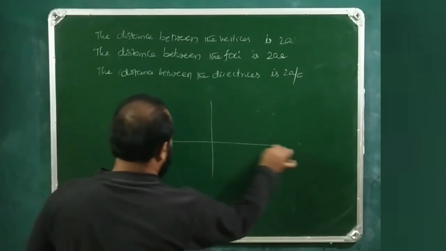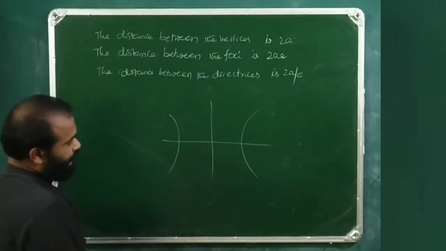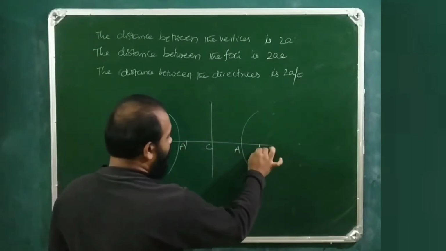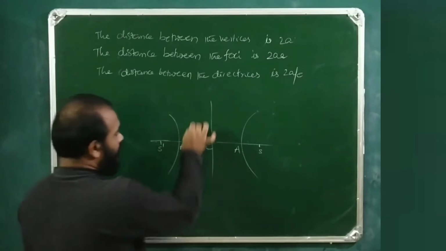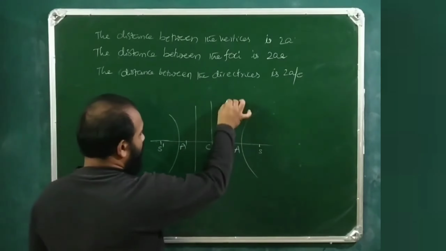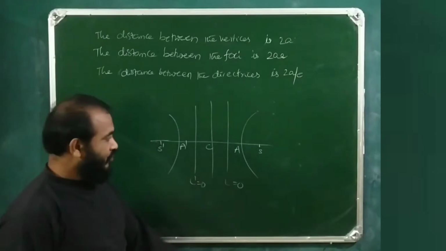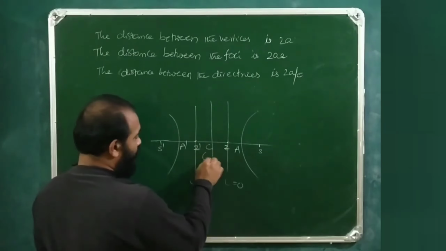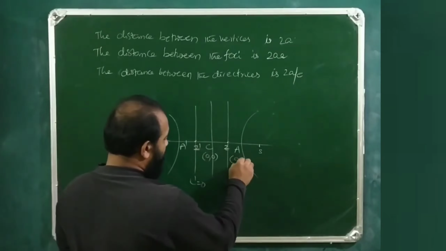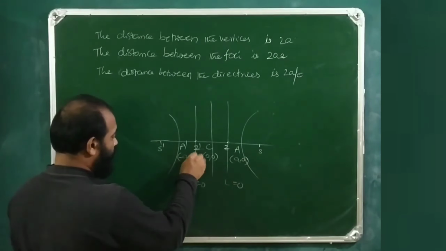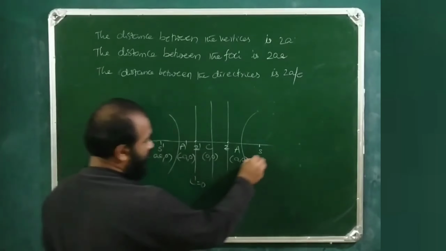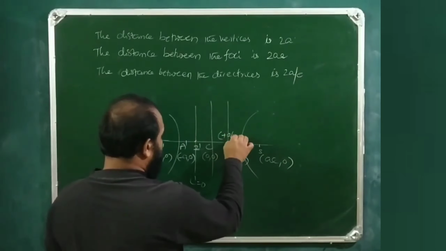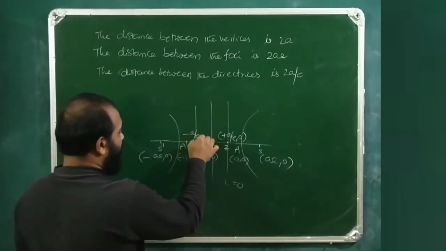So this is the hyperbola. This is the center C, A dash and A are the vertices, S dash and S are the foci, and L dash equals 0 and L equals 0 are the directrices, and these two are the feet of the directrices. So this is the center 0, 0. This is A comma 0. This is minus A comma 0. This is minus ae comma 0. This is ae comma 0. And this is a by e comma 0. And this is minus a by e comma 0.